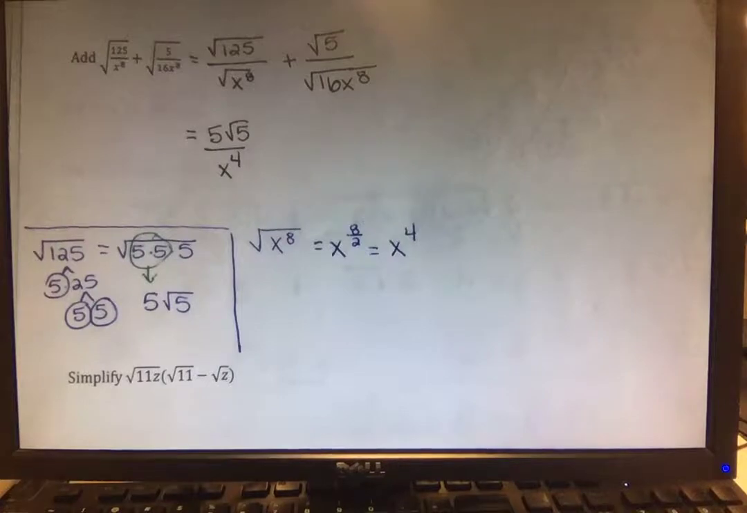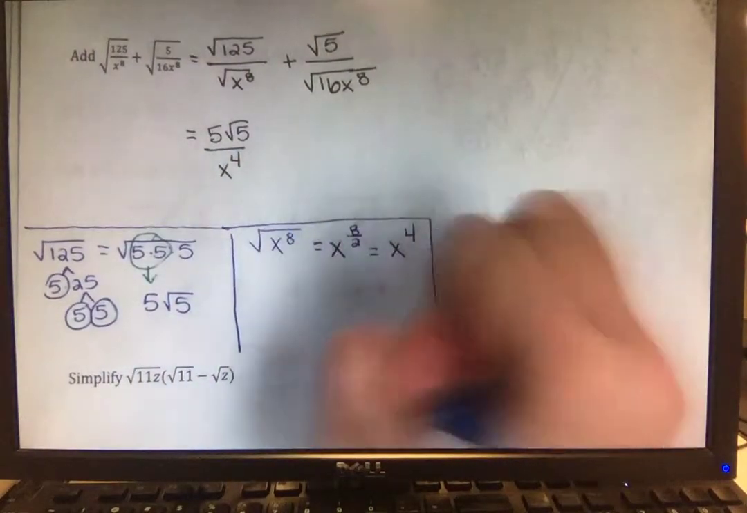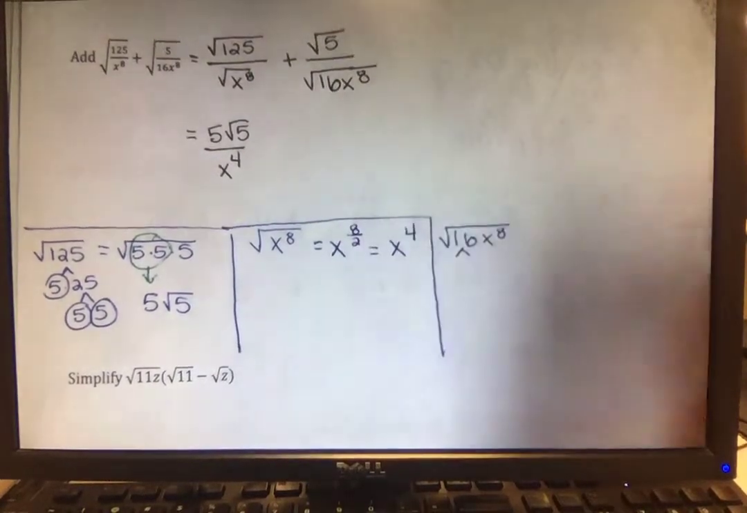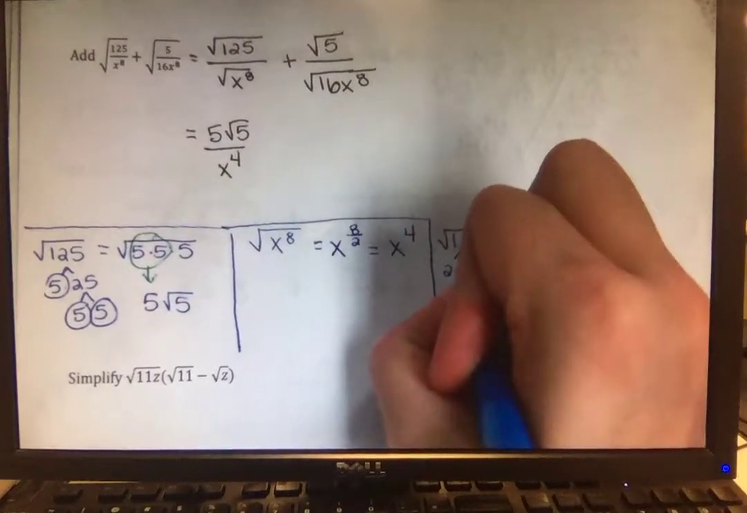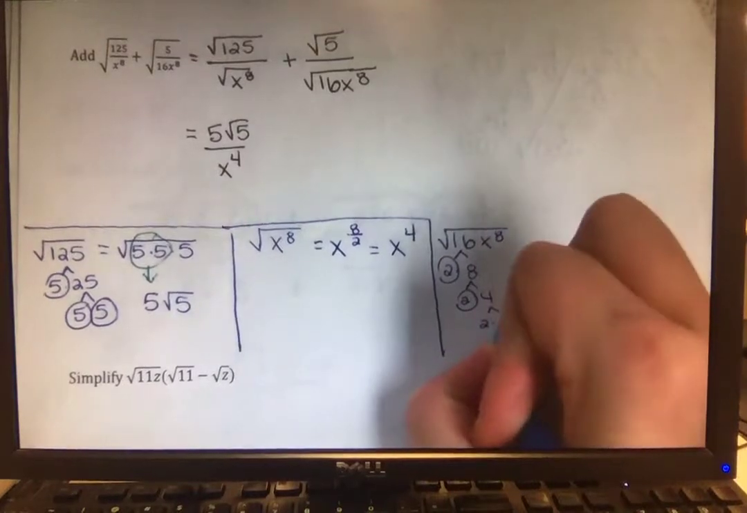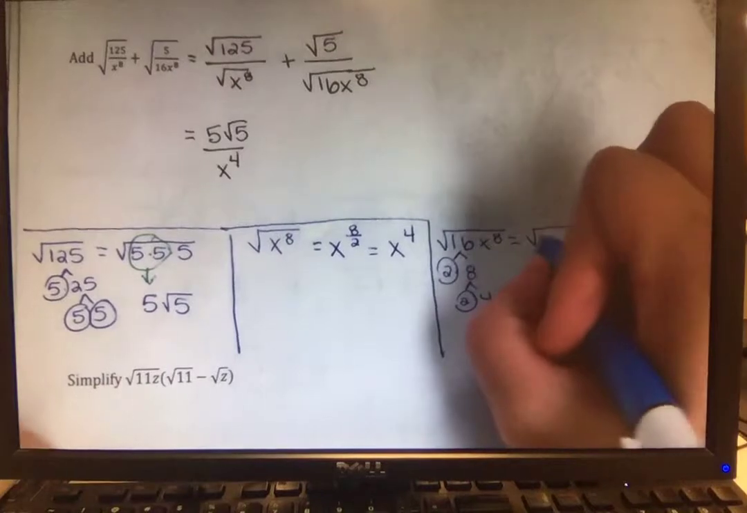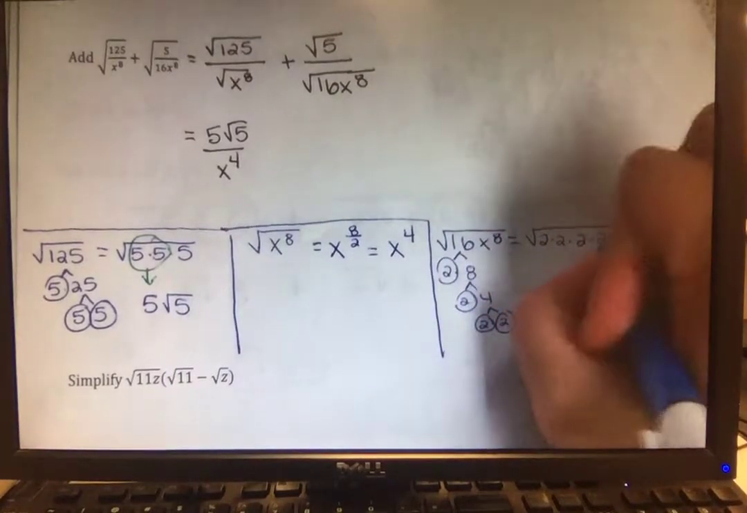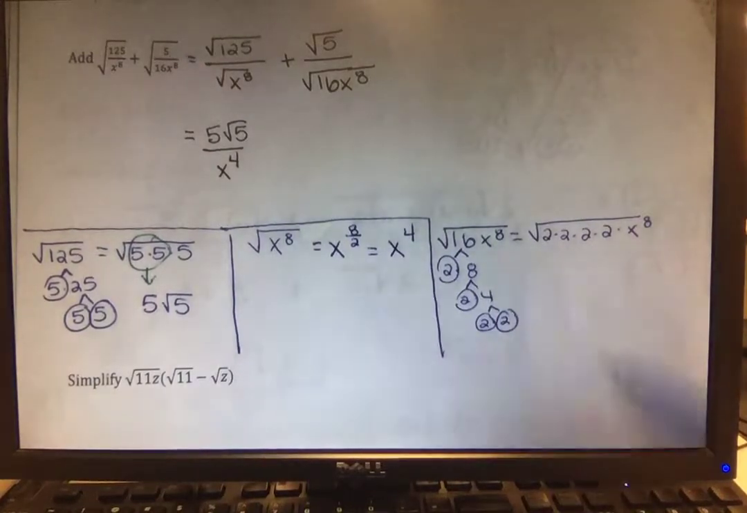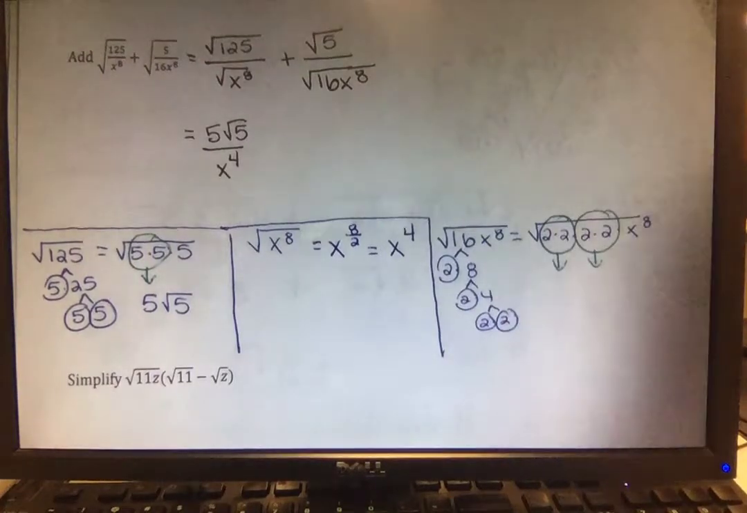Can't break down 5. But we can simplify the square root of 16x to the 8th. So breaking down 16, we know it's 2 times 8. 8 is 2 times 4. 4 is 2 times 2. So underneath the square root, we really have 2 times 2 times 2 times 2 times x to the 8th. It's a square root, so we're looking for 2 of a kind. So these 2 2's are coming out. These 2 2's are coming out.